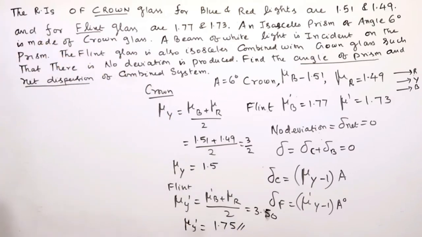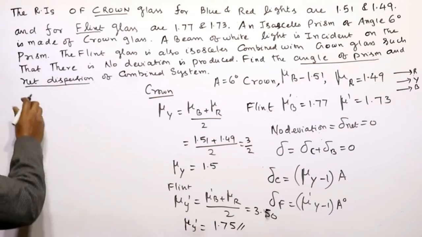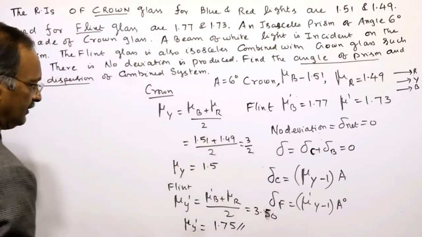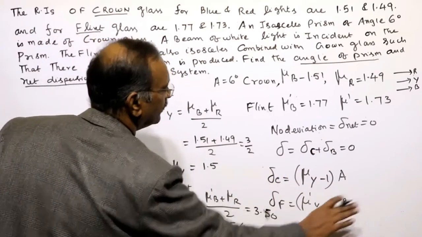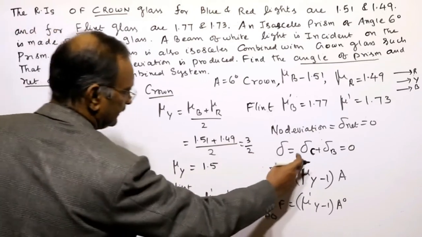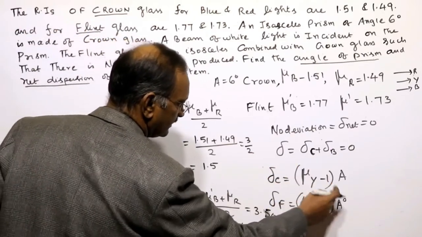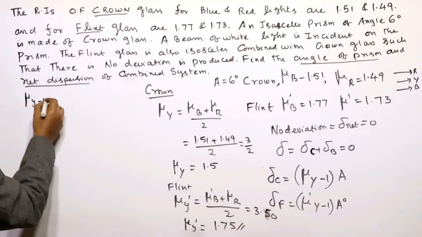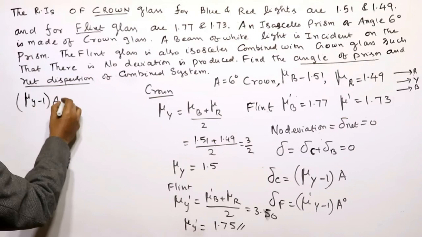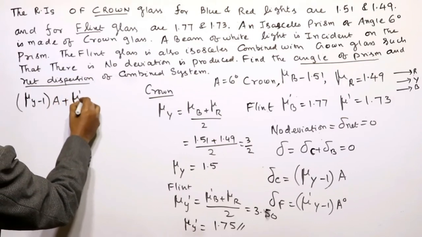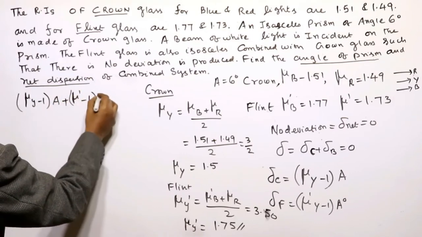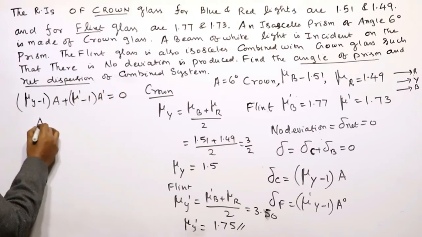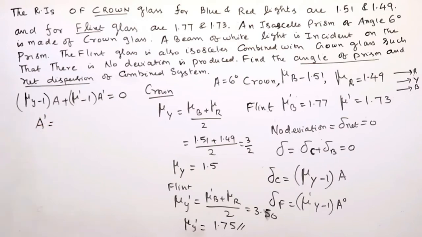No deviation, net deviation is equal to 0. Net deviation equal to 0 means the deviation for crown glass plus the deviation for flint glass is equal to 0. This plus this is equal to 0. Or we can write (μ minus 1) into A for crown glass plus (μ dash minus 1) into A dash is equal to 0. Here A dash is the angle of prism for the second one.